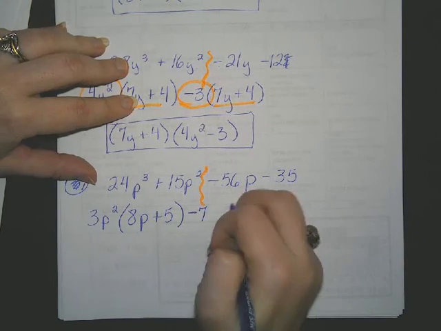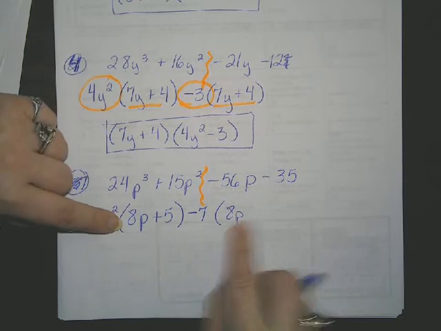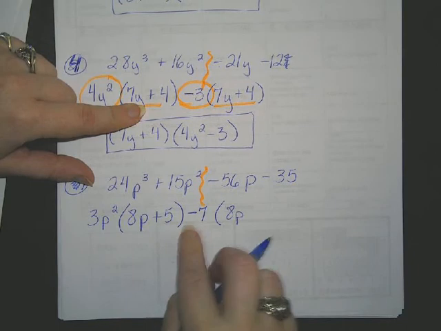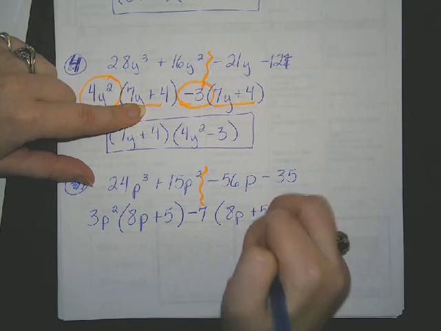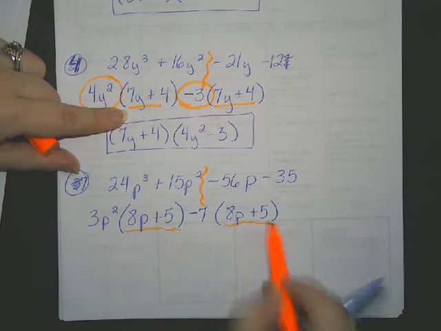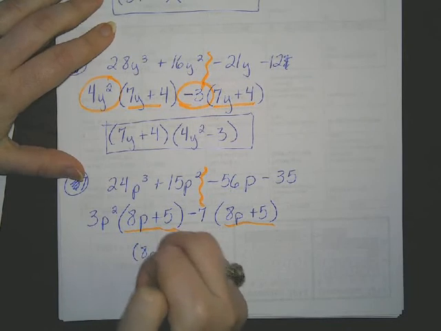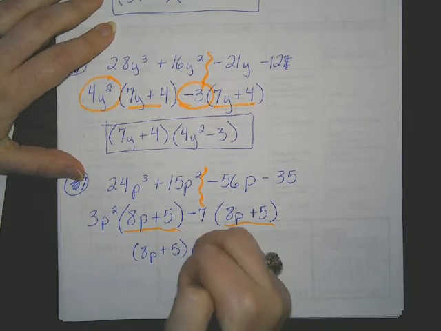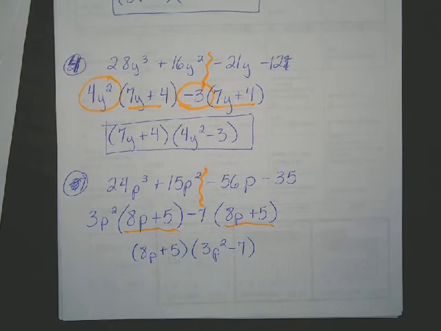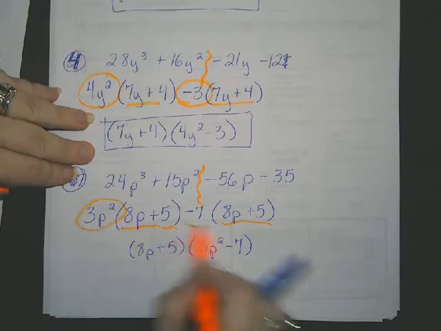That way it matches. Now what's 35 divided by negative 7? Negative 35, negative 7, positive 5. Ta-da! Our wonderful little binomials match. That makes everybody happy. I have 8p plus 5, and then 3p squared minus 7. Where did we get the 3p squared minus 7? The stuff on the outside. The stuff on the outside always gives me the second binomial.